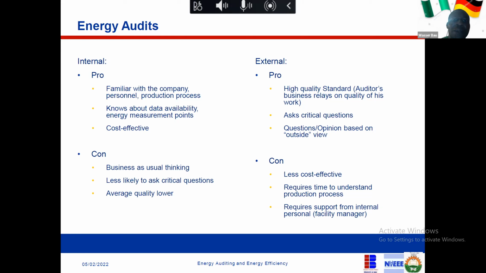The second one is that you know about data availability, you know what is present, you know what is not present, you know what to ask for. You cannot be asking for a 10 years record when you know that the company has not been run transparently. Then the next one is that it is cost effective. If you run an energy audit as an internal energy auditor, it will be difficult for you to ask them to pay you because you're already on salary. So it is difficult to say, pay me the amount of money. They'll laugh at you.